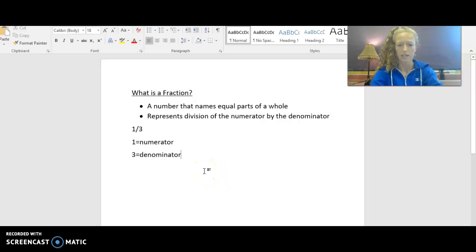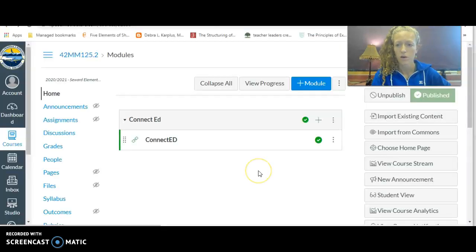I'm going to be looking in my ebook. So real quick, I want to help you find your ebook. Okay. So to get to our ebook, you're going to want to go into Canvas, and then you're going to go into your math class, which is now published. And within that, you will see this module titled Connect Ed. So you want to click right here.